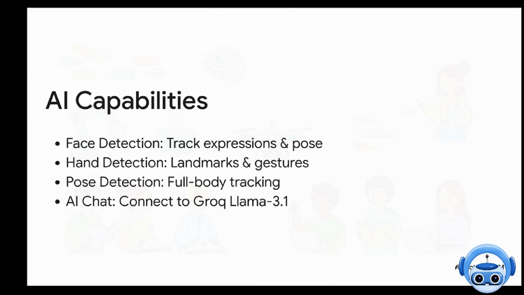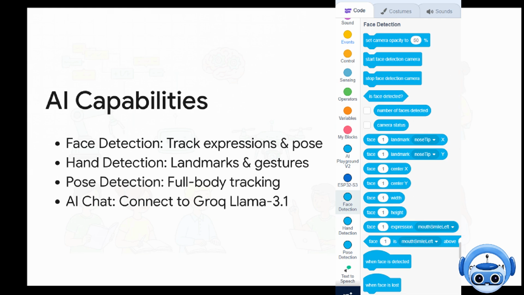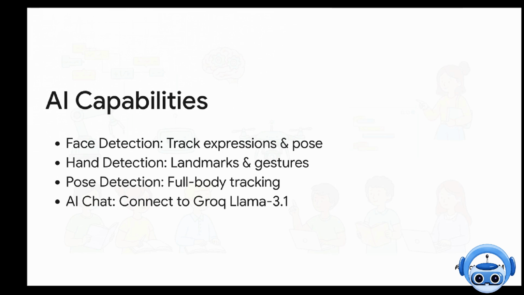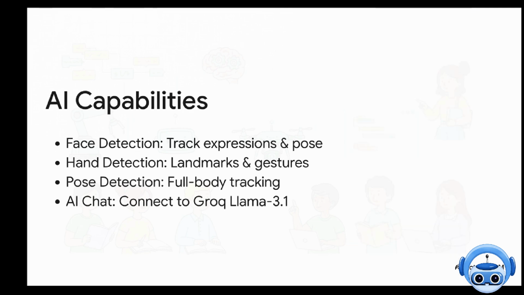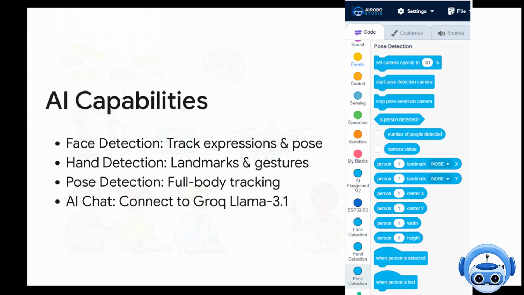But it goes way beyond just chat, right? These visual blocks give your sprites and physical robots instant computer vision. You get face detection that tracks your expressions like happy or surprised, plus the exact pitch, yaw, and roll of your head. You get hand detection that instantly recognizes all 21-finger landmarks, so it knows the difference between an open palm and a closed fist. There's pose detection for full-body tracking, and of course that AI chat powered by Groq's ridiculously fast Llama 3.1 model.